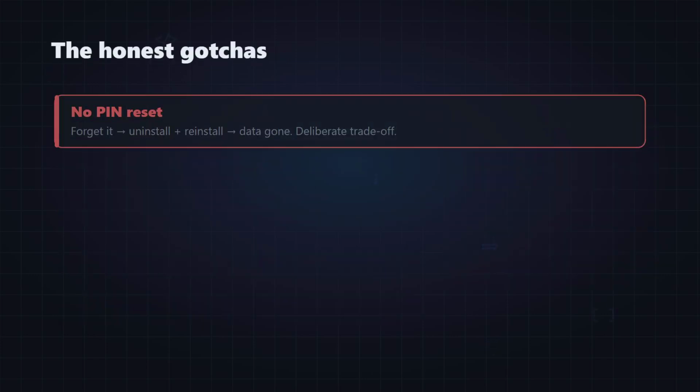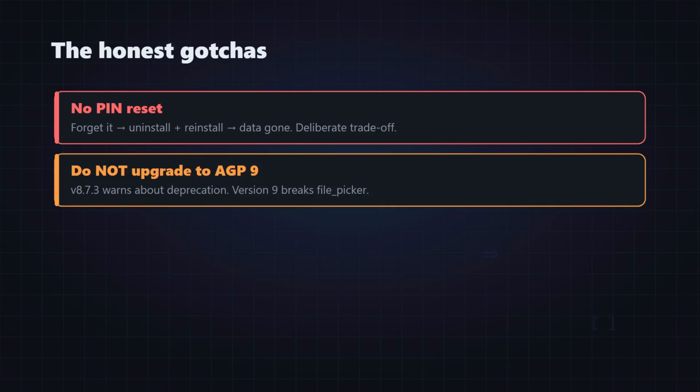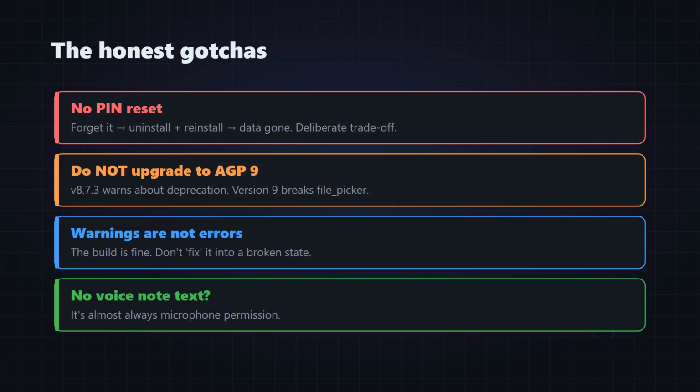Now, the honest gotchas, because every real project has them. There is no PIN reset. Forget it, and your only option is uninstall and reinstall, which wipes the data. That is a deliberate trade-off for a simple offline app, but you should know it going in. The build throws deprecation warnings on Android Gradle plugin 8.7.3, and it is tempting to fix that by upgrading. Do not. Version 9 breaks file picker. Warnings are not errors. And if speech-to-text gives you nothing, it is almost always microphone permission.